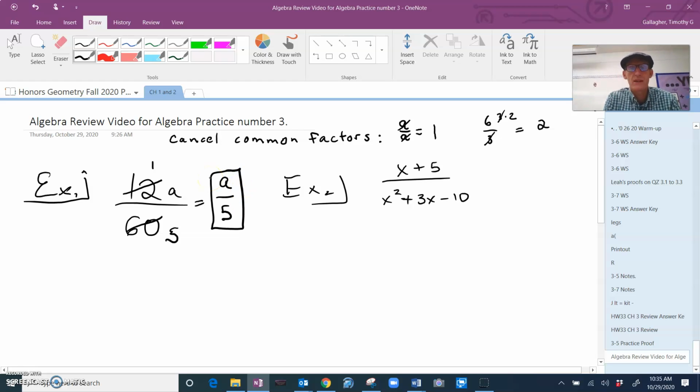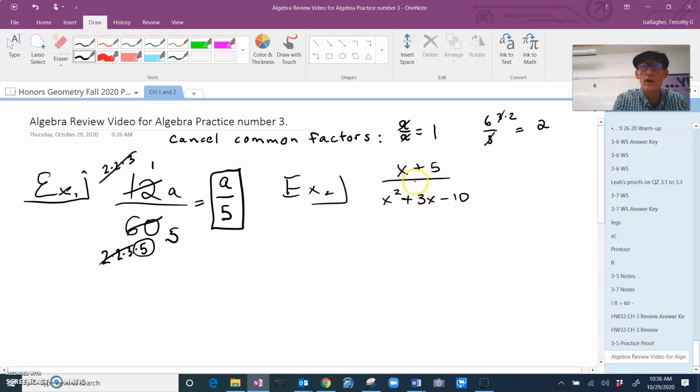So again, you could break this down. You could break 12 down into 2 times 2 times 3. And then you could break 60 down into 12 times 5, so 2 times 2 times 3 times 5. So the 2 times 2 times 3 cancels out, and I end up with 5.